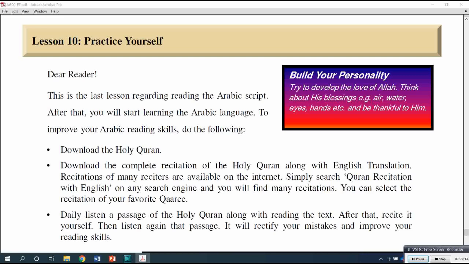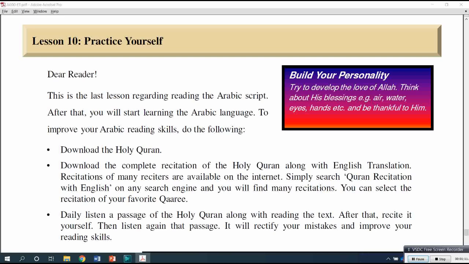In the last lecture, I will give you a suggestion. Practice yourself. This is the last lesson regarding reading the Arabic script. After that, you will start learning the Arabic language. To improve your Arabic reading skill, do the following.